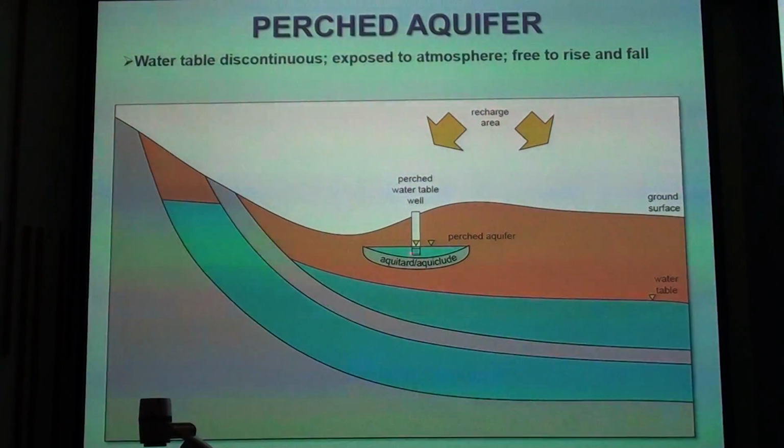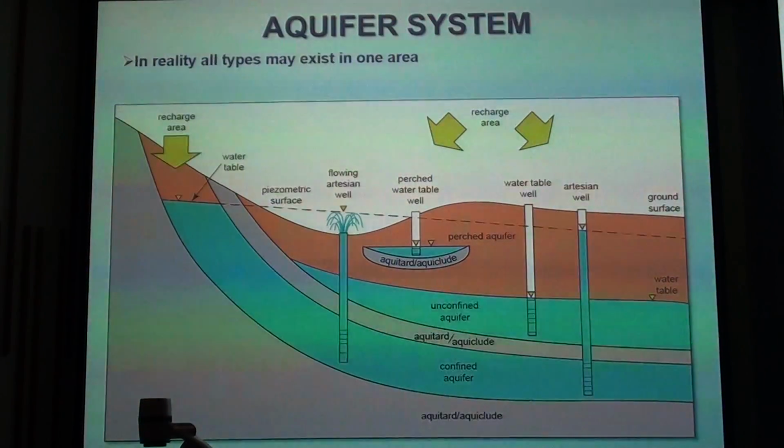If you put a well into it, the water level in the well will rise up to the water level of the perched aquifer. Now, you don't normally find all these things in isolation. In fact, often you'll be dealing with all of these things at once over a reasonably small to large area. And it's very uncommon for you to just find a confined aquifer without having to go through things. And on top of it, there'll be unconfined aquifers as well.